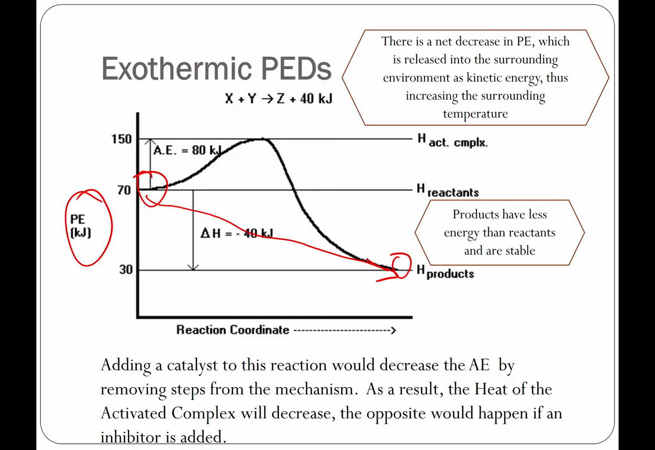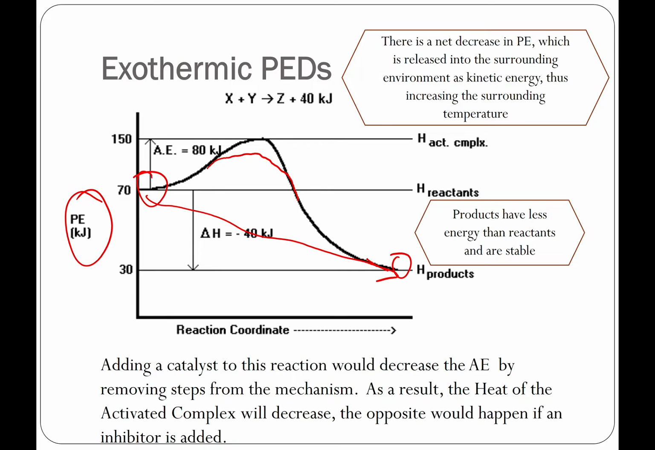Now, adding a catalyst to the reaction decreases the activation energy by removing one or more steps from the mechanism. So it's going to speed up our reaction by changing the mechanism as opposed to the collisions. Therefore, the heat of the activated complex decreases. So we see a change to our curve is something like that.